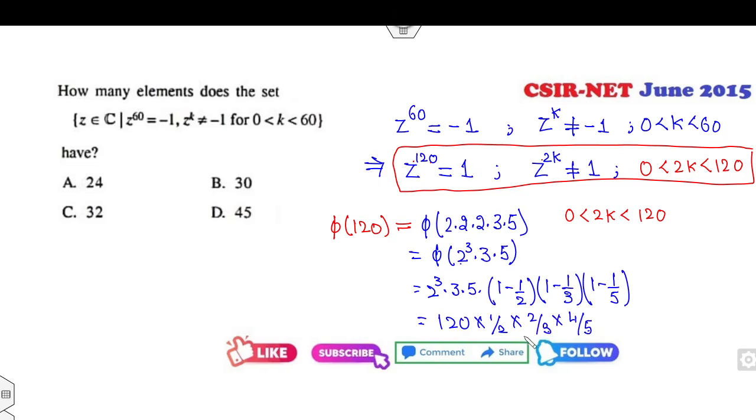So 5 is 15, 15, 30, 34. So the right answer is 4 into 2 into 4. So 32 is the right answer of this problem. Make sure, students, it must be plus 1, but it is minus 1, so you have to change it into plus 1.